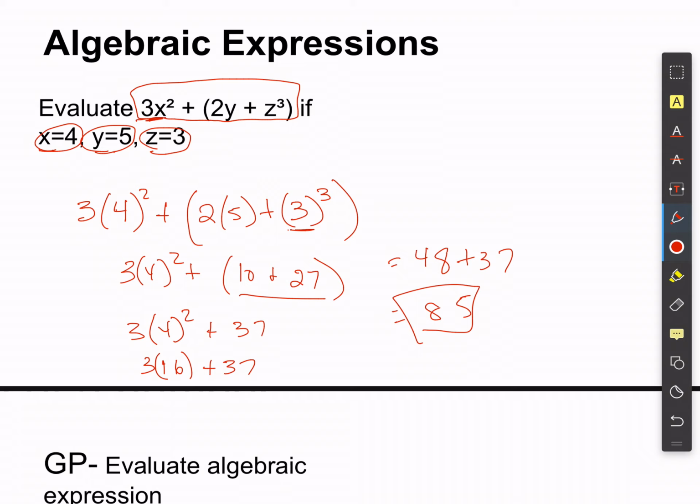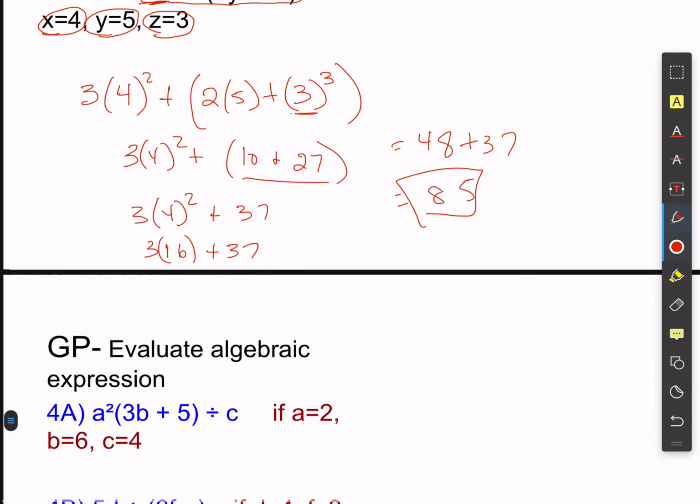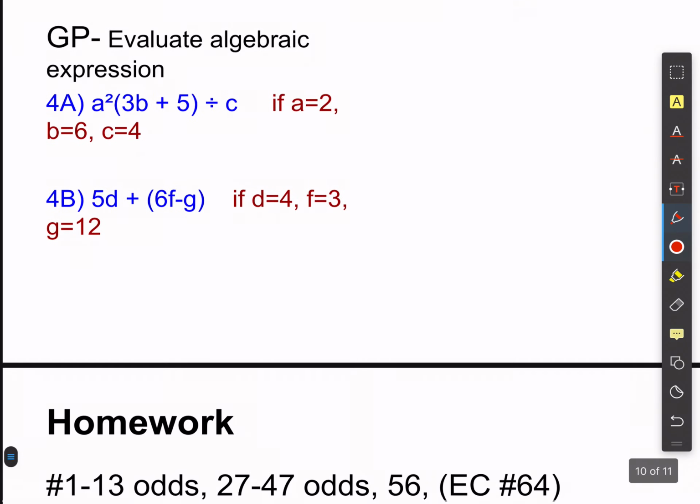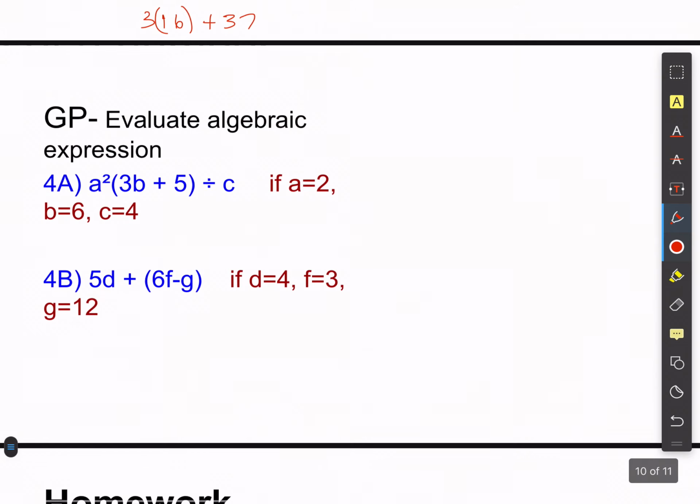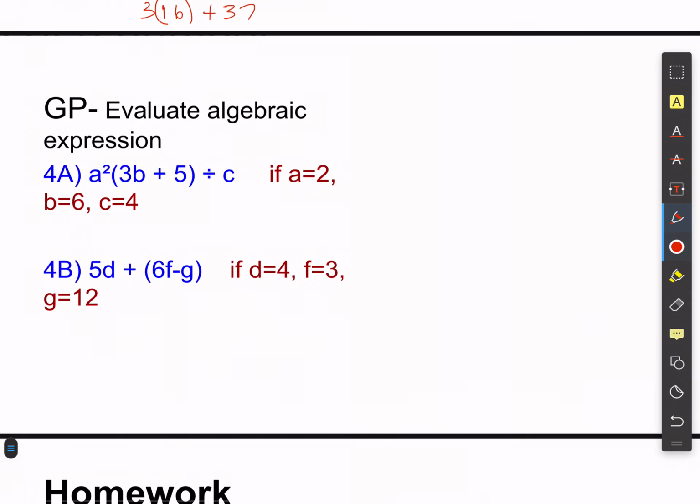Okay, this is all also shown for you on page 11 of your textbook. So if you want another example, it's there. All right, so a couple more guided practice for you guys, and then we will call it a day. So here we go. Last example. We're just going to plug things in and solve. Okay, so here we go.